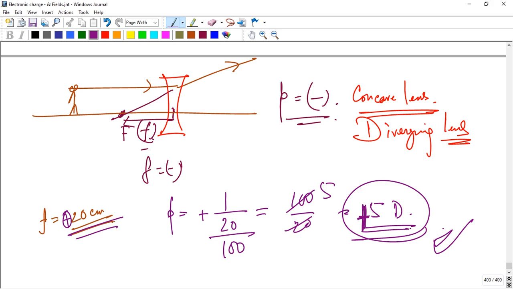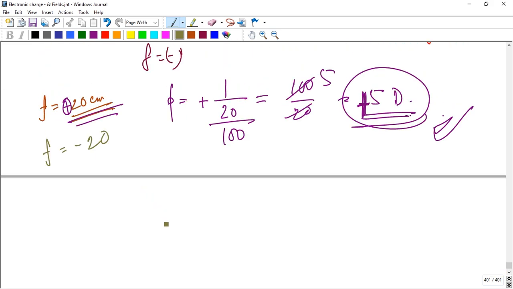If someone says that f is minus 20, same calculation, the power will be minus 5, so that is a minus 5D, and here we use a concave lens. Okay, clear? That is the correlation between positive power and negative power. I don't think there should be any doubt. If you have any doubt, please ask in the comment section, and I will try to give the answer.